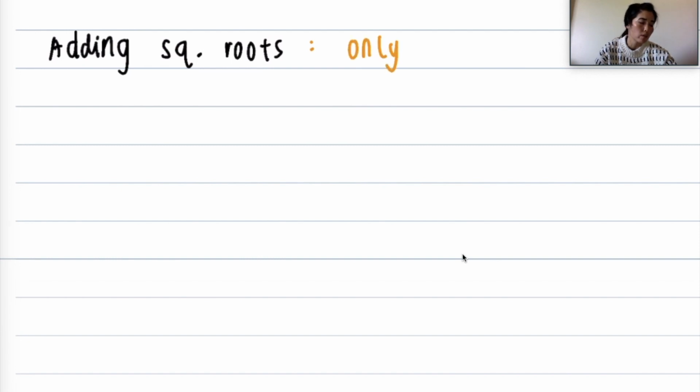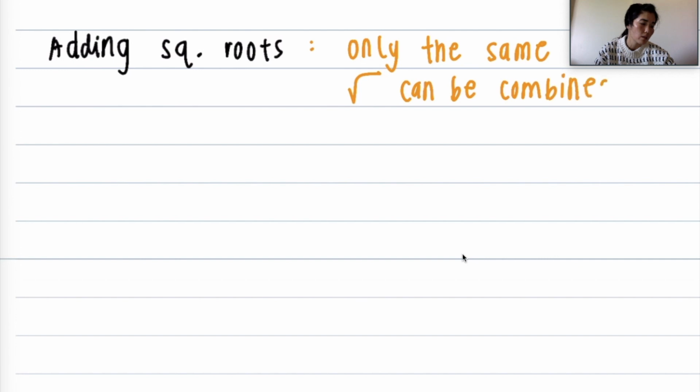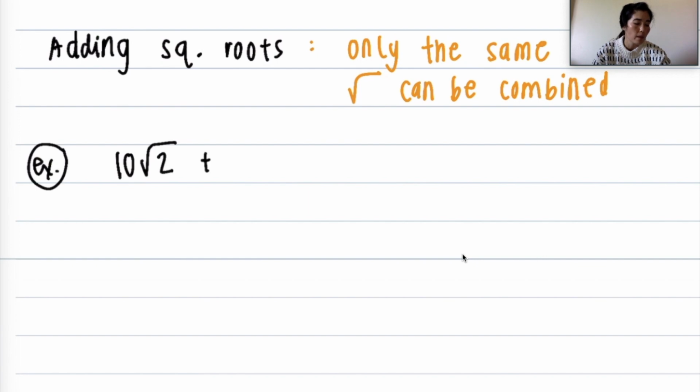So only the same square root can be combined. All right, and so what I mean by that is, for example, let's say we have 10 rad 2 plus 3 rad 2. Okay, notice here that we have rad 2 and we have rad 2.